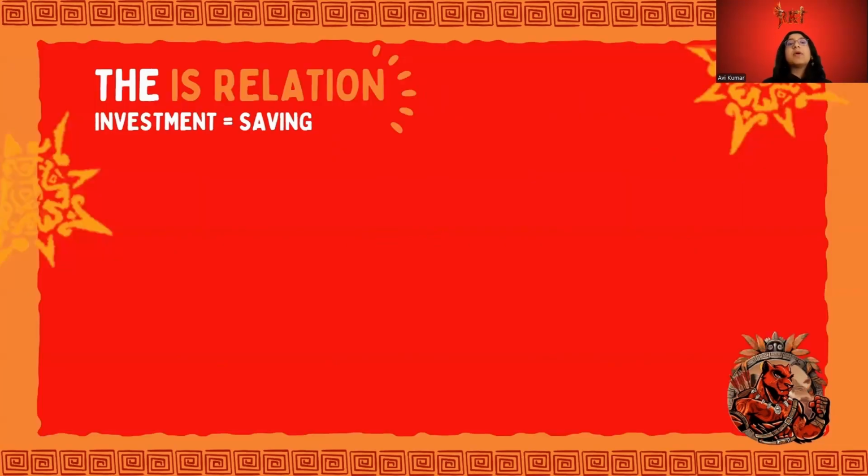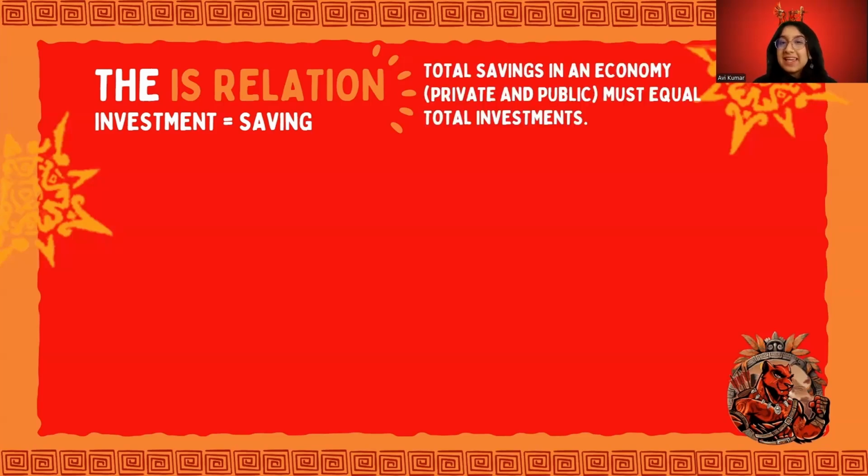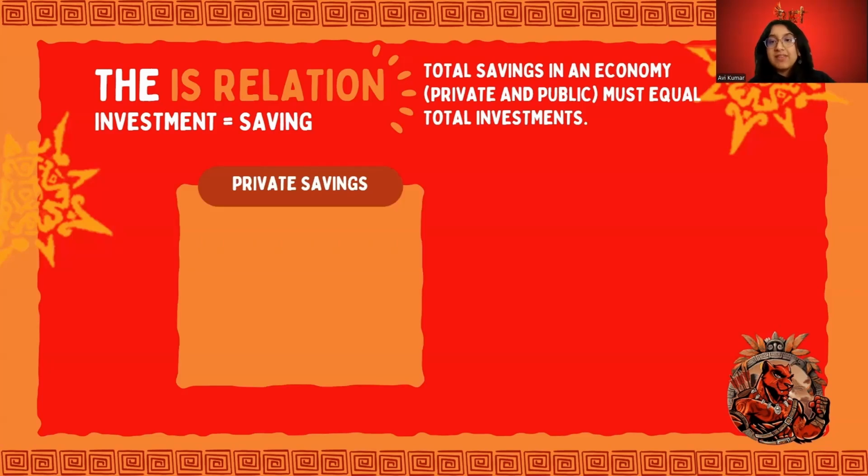Now, we're going to talk about the IS relation, or where investment equals saving. It states that the total savings in an economy, private and public, must equal total investments. Now, what is private and public savings? Private savings is your income minus your taxes, which means your disposable income, minus consumption. What you have left over in your income after you have purchased everything you need is your private saving. Because after consumption, whatever you have left, you save.